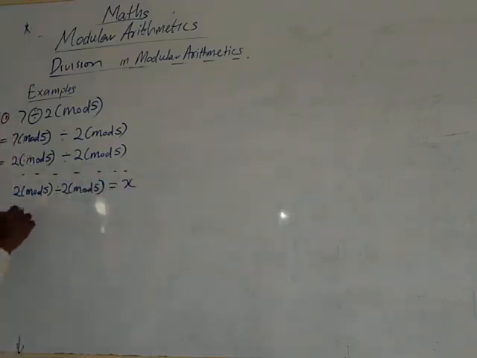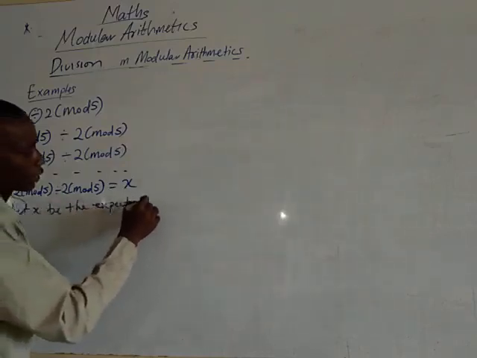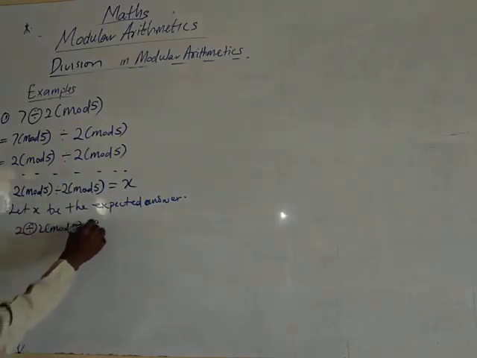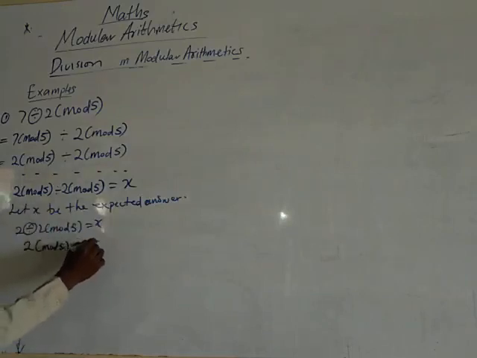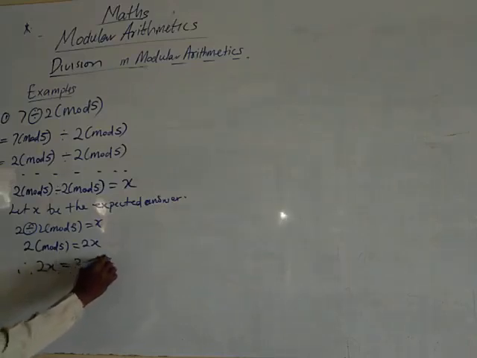Let the answer be x. Let x be the expected answer. So therefore, I can say that my 2 mod 5 divided by 2 mod 5 equals x. So I can now say 2 divided by 2 mod 5 equals x. So moving one of these two to the other side, it is dividing, and when you get to the other side, you go and multiply. So we have 2 mod 5 equals the other 2 coming here to multiply x, giving me 2 times x, 2x. That is to say, 2x equals 2 mod 5.